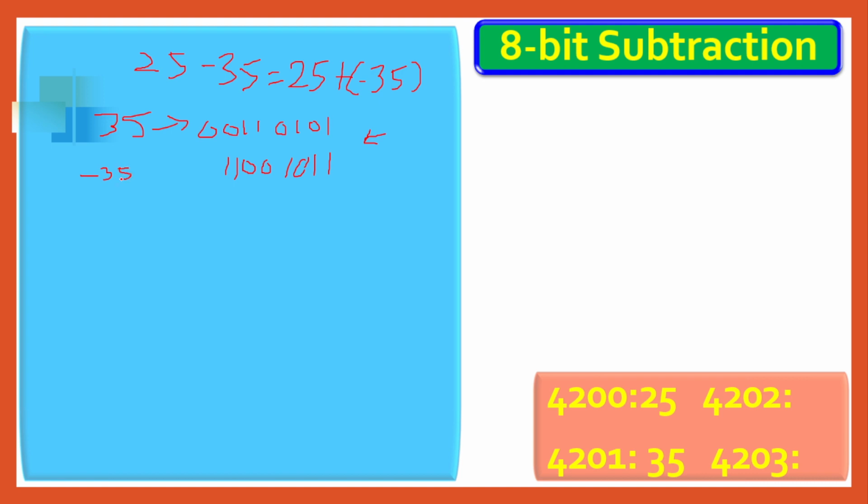Now we have to add it with 25. 25 in binary: 2 is 0010, then 5 is 0101. You add both. So it is addition only.